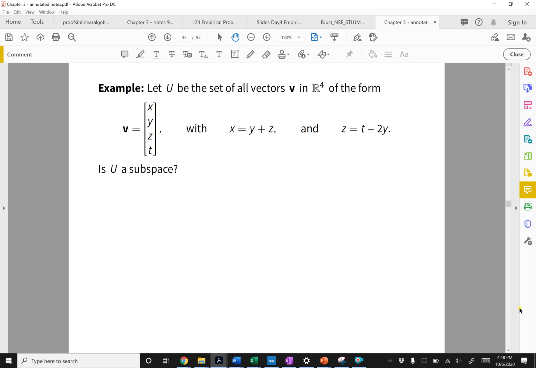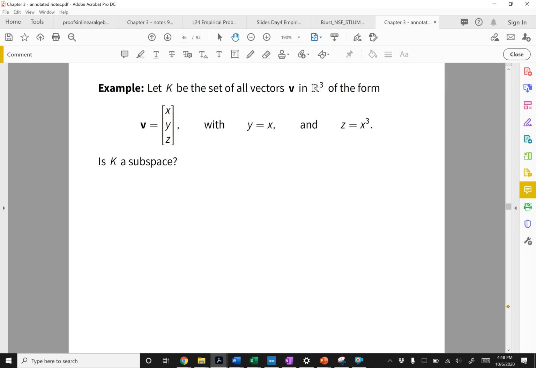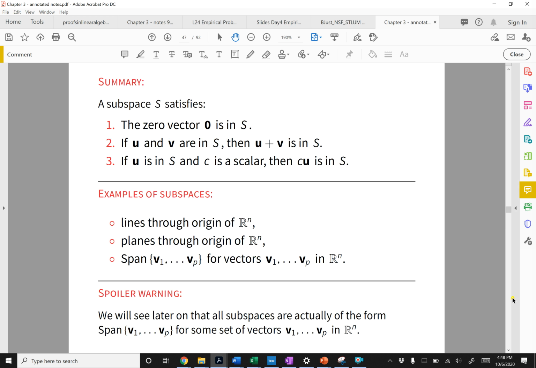I think I'm going to skip this example for now. It's not something you'll need on your homework. So yeah, I'm going to skip those two. We can do those examples in class.